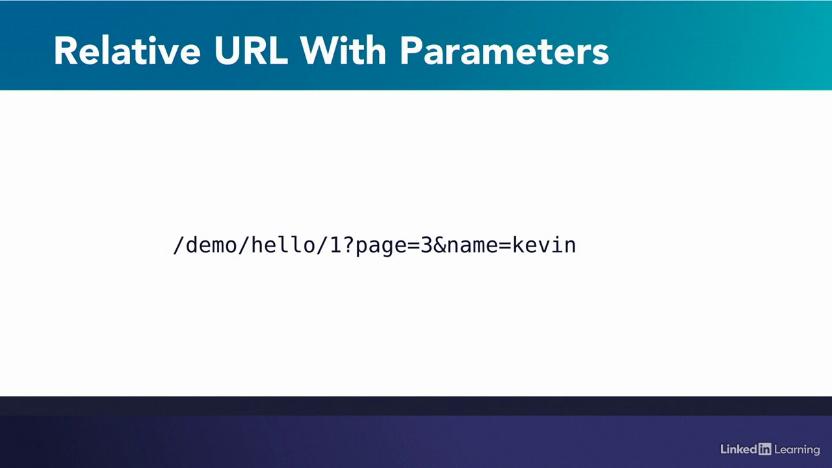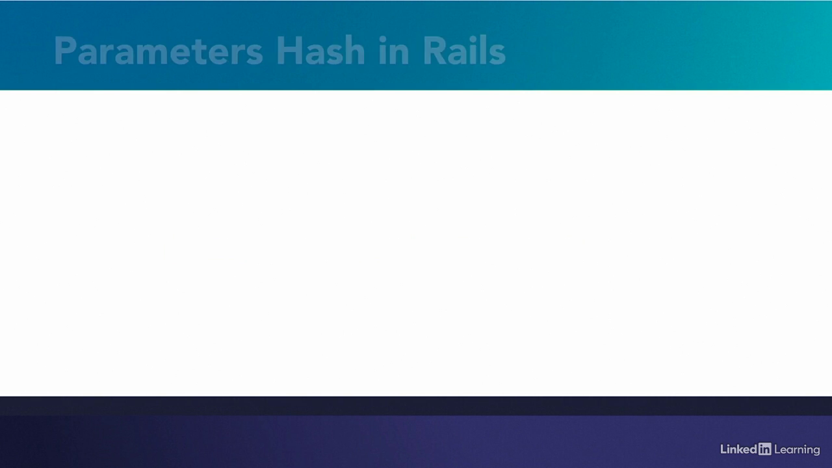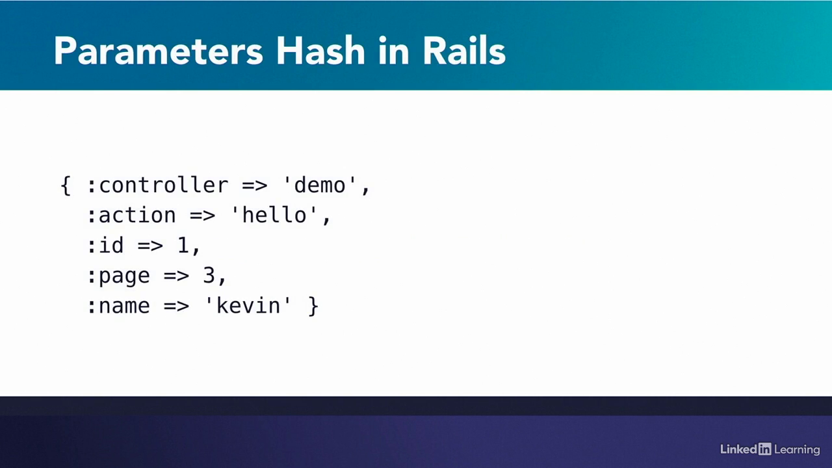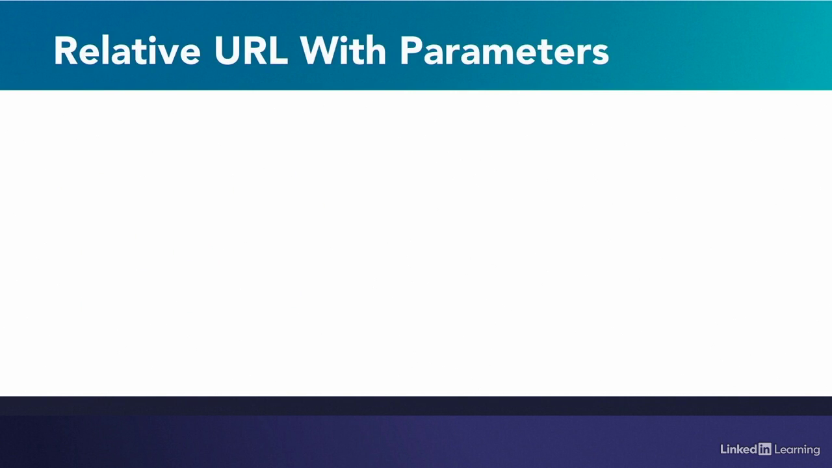There's an equal sign between each of the parameters' name and value, and there are ampersands in between each pair. If you use the link_to method and pass in a hash of values to create your link, then you can just list the parameters inside the hash. This makes managing a complex list of parameters much easier. Rails will take care of turning that hash into a URL string.